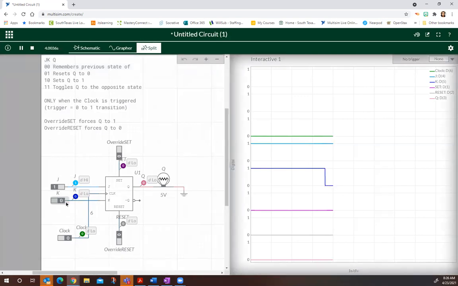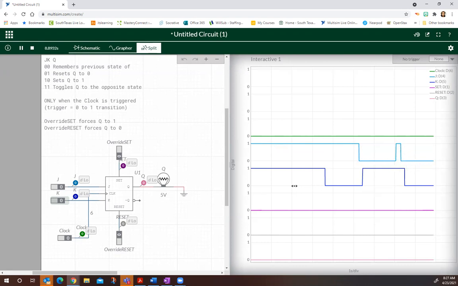As you can see, the K became low, but the output Q was not affected whatsoever. In fact, changing J and changing K do not affect the behavior of the flip-flop output at all until the clock is triggered. So I can be changing the input of J and K. As you can see here, they're now both 0, 0. And here on the graph, you can see this is just a record of when I clicked on and off J and K. Let me leave for now J to a 1 and K to a 0.